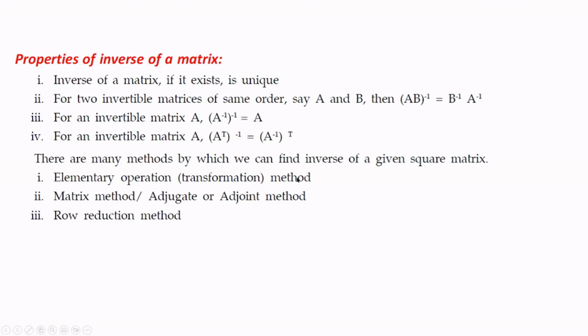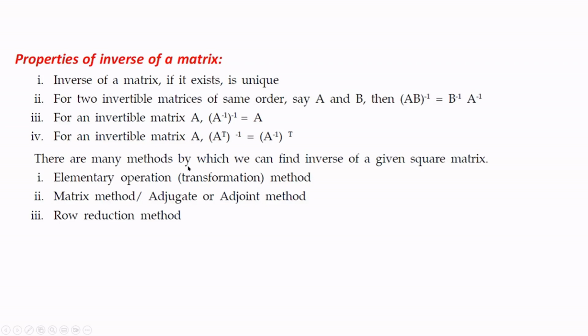Next we have the properties of inverse of a matrix. The inverse of a matrix, if it exists, is unique. So there is only a single inverse for a given matrix. For two invertible matrices of the same order, say A and B, AB the whole inverse is equal to B inverse A inverse. For an invertible matrix A, A inverse the whole inverse is equal to A, and A transpose the whole inverse is equal to A inverse the whole transpose. So these are the properties of inverse of a matrix.